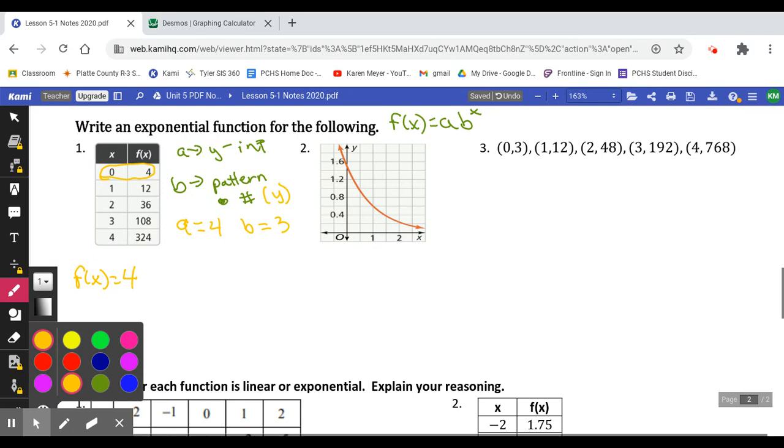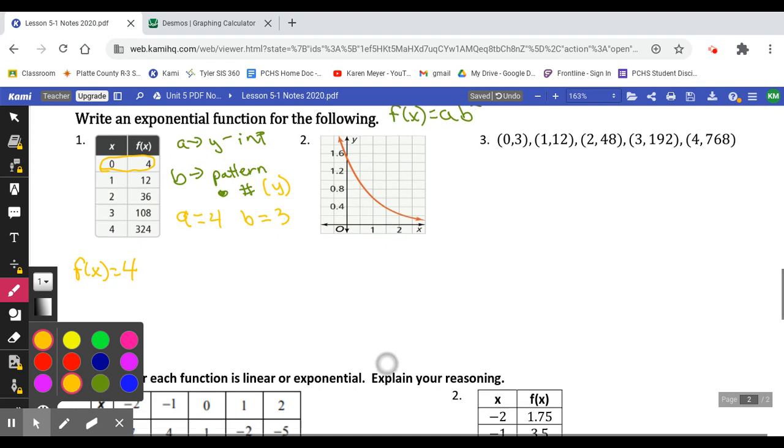Well, what if that doesn't jump out at you? What could I do to also figure out the multiplication number? You could also take the second y number and divide it by the first y number. So if I take 12 and I divide it by 4, that will give me 3.